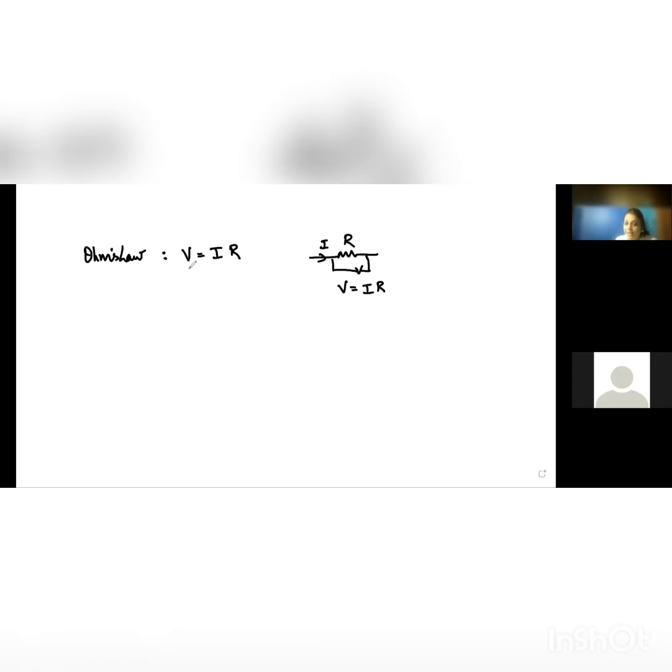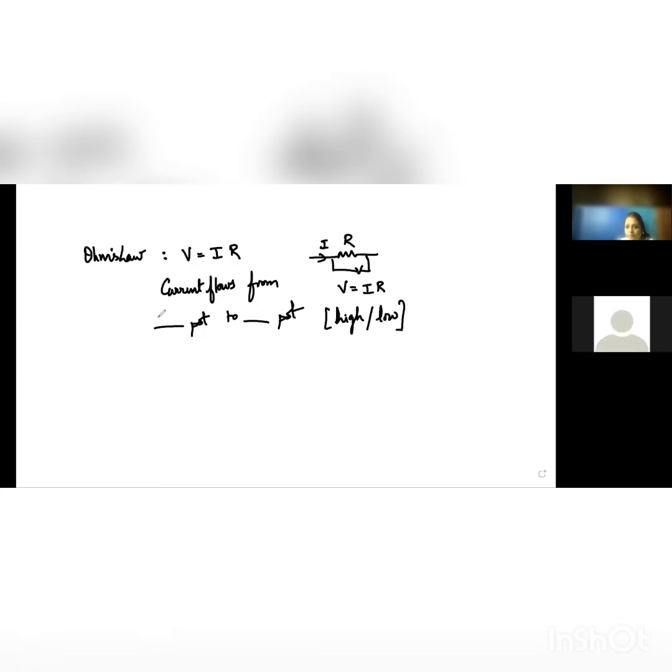Then you should know that current flows from dash potential to dash potential. Means what? High and low. These two words you need to fill in. What are you going to fill in over here? Current flows from high or low? It flows from high potential to low potential. Yeah, perfect. So this is going to be high potential to low potential.